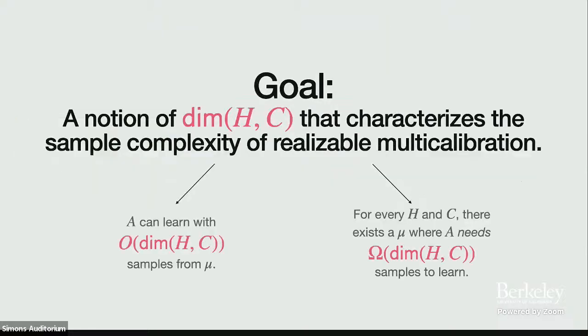So now that we have the model, we can talk about the goal, which, as I noted, is the sample complexity, or how many samples I need to learn in this setting. Ideally, what I'd like is some notion of dimension parameterized by both my hypothesis class and my class of subgroups, and I want it to characterize the sample complexity. What I mean by that is I want it to be an upper bound, so I can give you an algorithm that needs roughly that many samples and can output a multi-calibrated predictor. But it's also a lower bound: for every class or set of classes, I can give you a worst case distribution where I actually need roughly that many samples to learn.